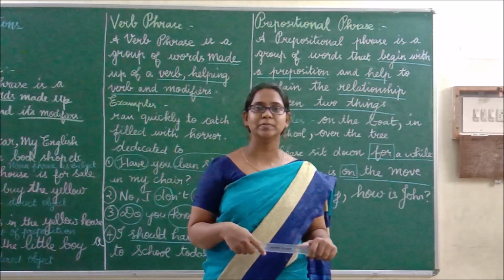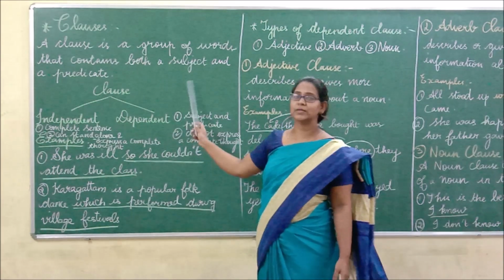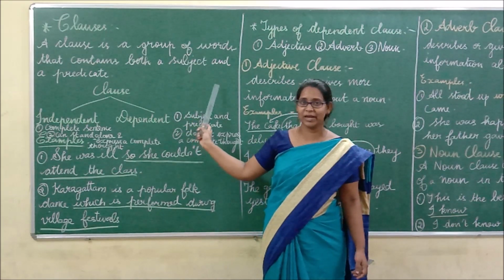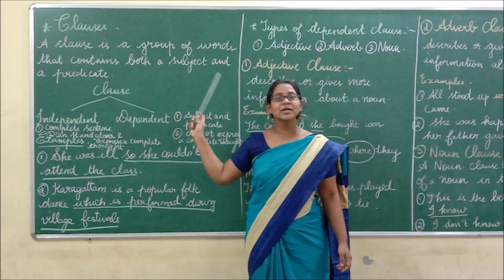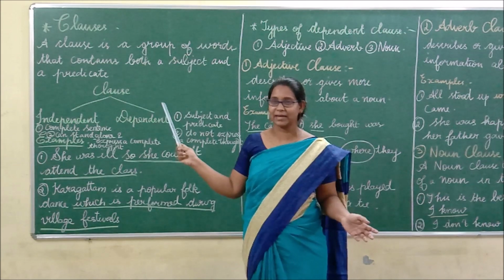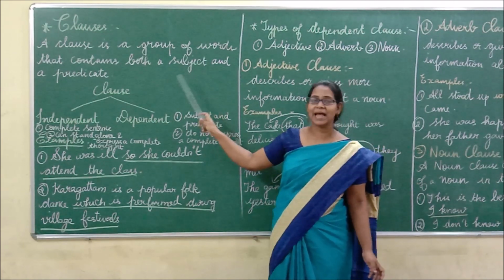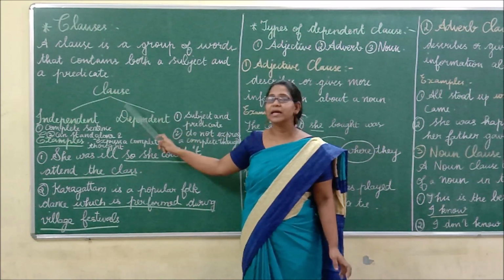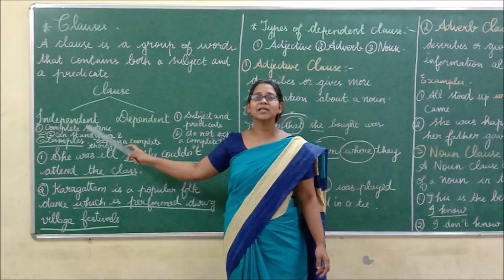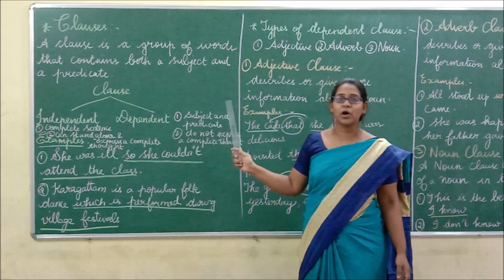Now we will see what is meant by clause and its types. A clause is a group of words that contains a subject and the predicate. Clause is of two types: independent clause and dependent clause. Independent clause is otherwise called the main clause. Dependent clause is otherwise called the subordinate clause.